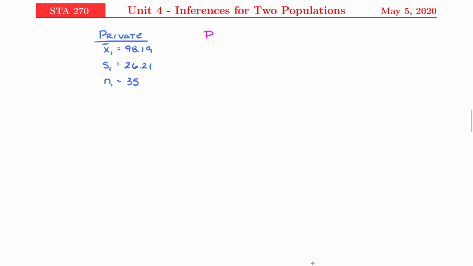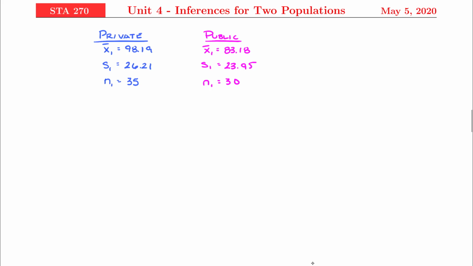Then for the public institutions, we've done the same thing. We have the same values we need to analyze. We have the mean was 83.18. Sample standard deviation 23.95. And sample size 30.